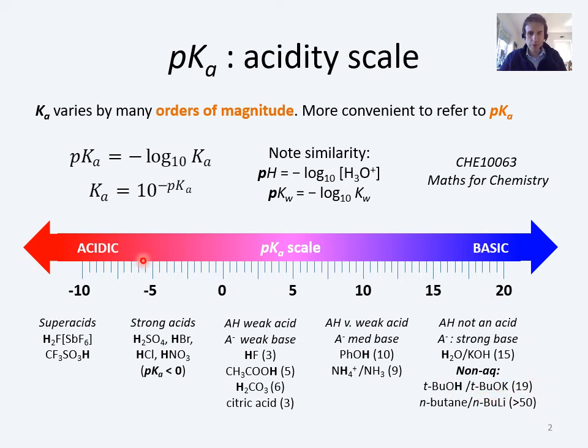Generally speaking, we've got a pKa scale. Key points are that if it's a negative number, it's a strong acid. If it's a very big negative number, it's a super acid, and anything bigger than 0 is a weak acid in terms of its pKa.